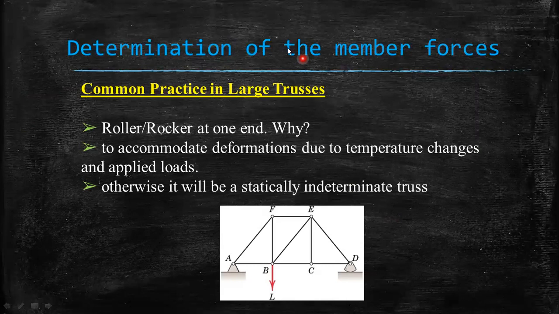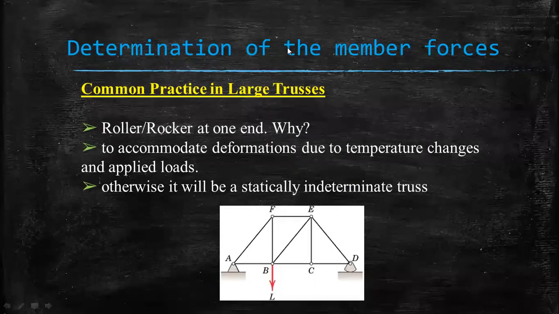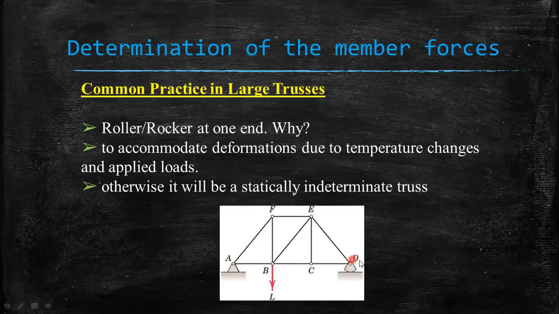Now there are some common practices in large trusses. What are those common practices? We provide a roller or rocker at one end. This is a roller or rocker. So we provide a roller support or rocker support at one end, and at the other support, we generally provide a hinged joint. Clear? We provide a hinge joint at one support and a roller or rocker support at the other point. This is one of the basic common practices.